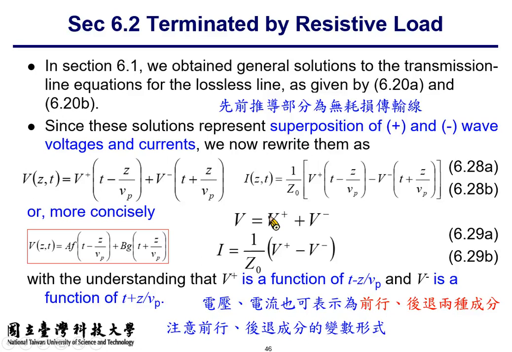Move on to section 6.2, termination with resistive load. In section 6.1, we obtained a general solution to the transmission line equation for the lossless line, as given in equation 6.20a and b. And as we can see here, in the transmission line, the signals that we are interested in are the voltage signal and the current signal.